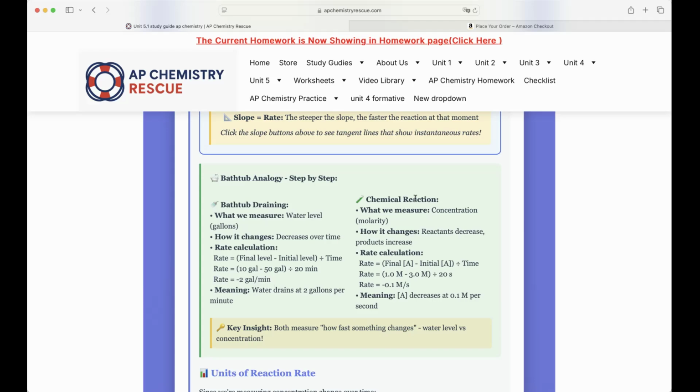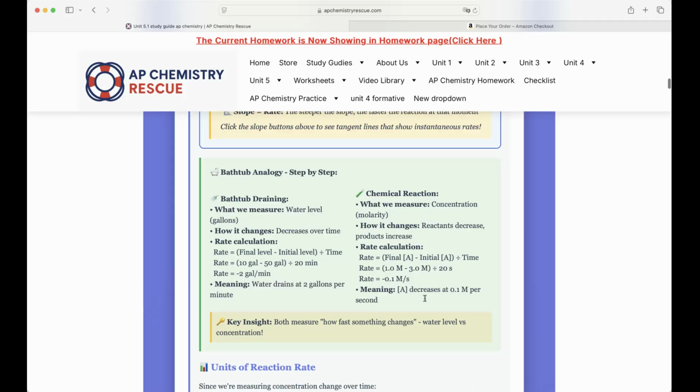For the chemical reaction example, what we measure is the concentration, or the molarity, and how it changes: reactants decrease, products increase. Rate calculation: rate is equal to final A minus initial A divided by time. Rate is equal to 1 mole minus 3 mole. For example, it was 3 mole at the beginning and became 1 mole at the end, divided by 20. So the rate is equal to negative 0.1 molar per second, meaning the concentration of A decreases at 0.1 molar per second.